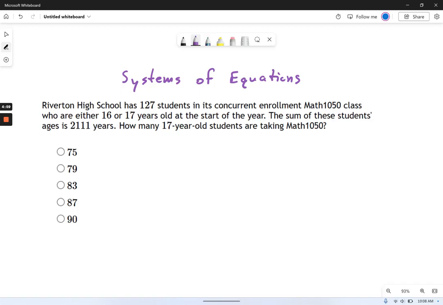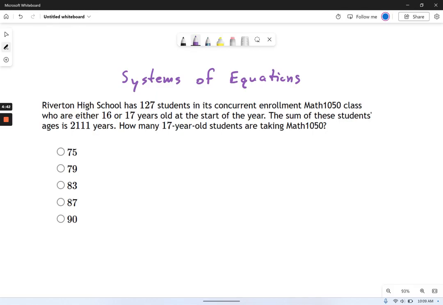Riverton High School has 127 students in a certain class, and they're either 16 or 17 years old. For some reason, we know the sum of their ages, and that's 2,111 years. So the question is, using this information, can we figure out how many 17-year-olds there are?